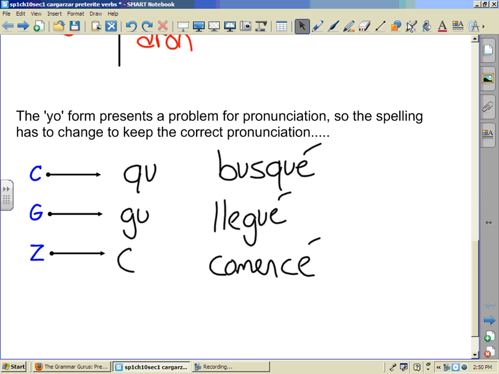Okay? And that, my friends, is the bottom line for CAR, GAR, ZAR verbs. Please remember these key points. Only for verbs that end in the letters CAR, GAR, or ZAR, and only the yo form. If you remember that and just learn these three spelling changes, you are in fantastic shape. Are there any questions?